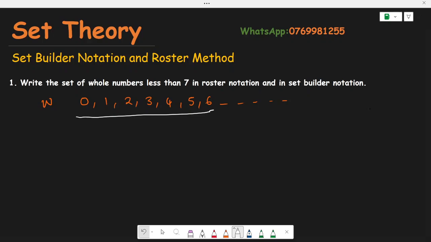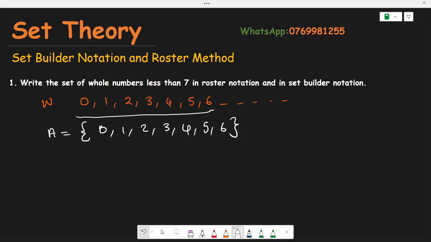So to write it in the roster method, we are going to call this set, for example, A. So we are going to say A is equal to 0, 1, 2, 3, 4, 5, 6. And with that, we have successfully represented this in the roster notation. Now let's try to represent it in set builder notation.